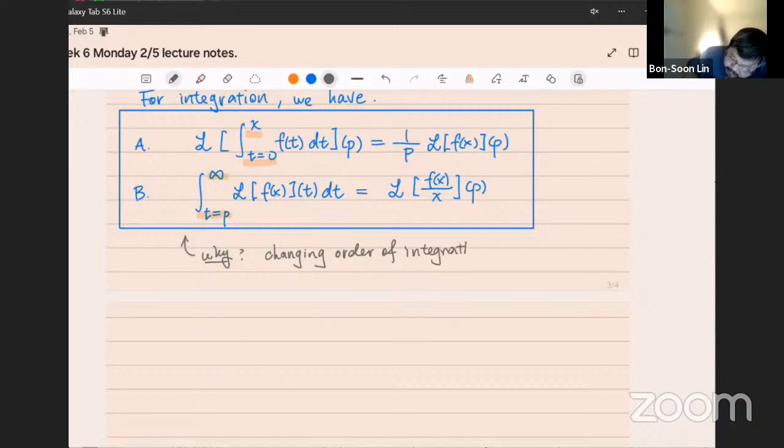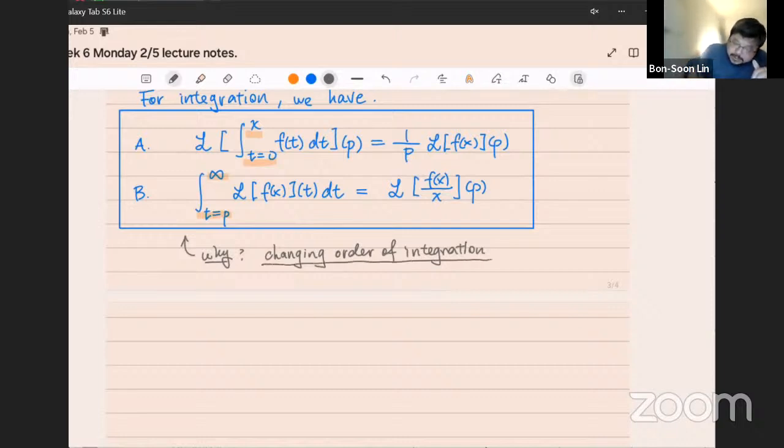Now, as it turns out, because the Laplace transform itself is an integral, if you do a Laplace transform of an integral, naturally we have a double integral. And the integral of a Laplace transform is also a double integral. So what we're going to do is play around with these two integrals. We're going to change the order of integration, and we're going to get these results.